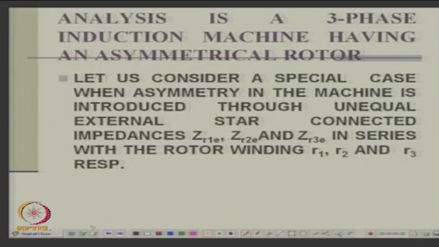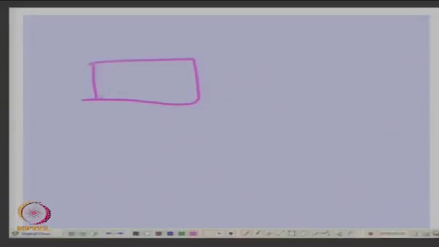Now, if we do the same exercise for an asymmetrical rotor with a symmetrical stator, this is actually a practical case for most of the crane drives. To start with, they use an external resistor, but they are not equal resistors. You have the crane drive, which are mostly slip ring machines. So, you connect some resistances, but these are not the same.